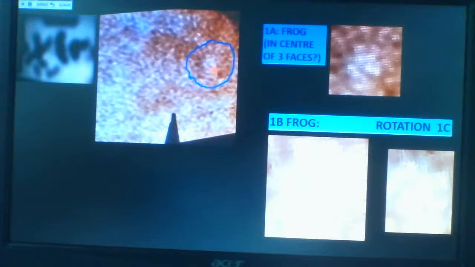I isolated a frog. Look at it here. I circled it, I cropped it out, and this is the frog. It appears like three faces there, and a part of the frog is in each of the faces, which reminds me of the Bible verse where a frog came out of the mouth of each of the prophets, the Antichrist, and Satan.